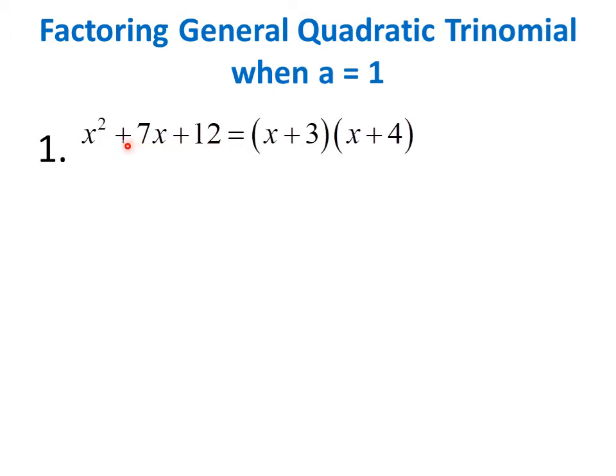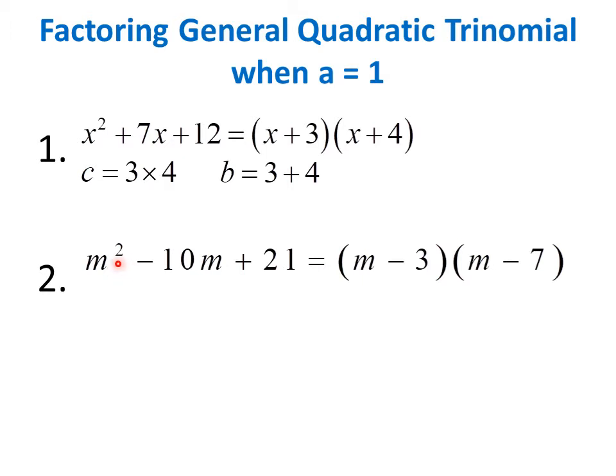Since both the second and third terms are positive, we know that the two numbers that we are looking for are both positive. Let's check. Let's try using 3 and 4. So 3 times 4 is 12, and 3 plus 4 is 7. So these are the two numbers that we are looking for, 3 and 4. So over here we write plus 3, and there we write plus 4.